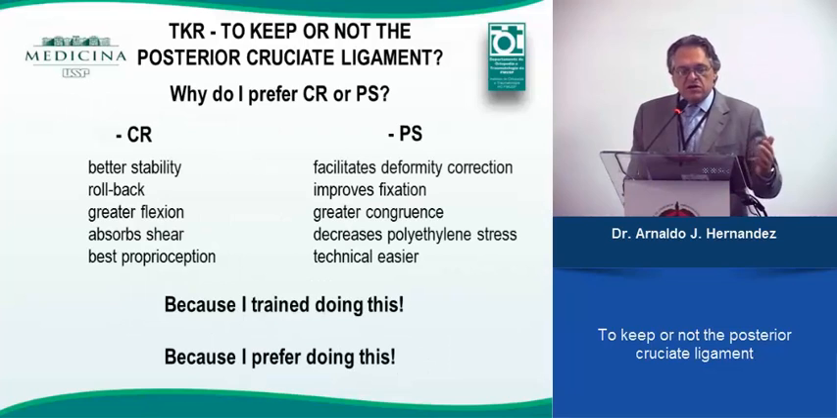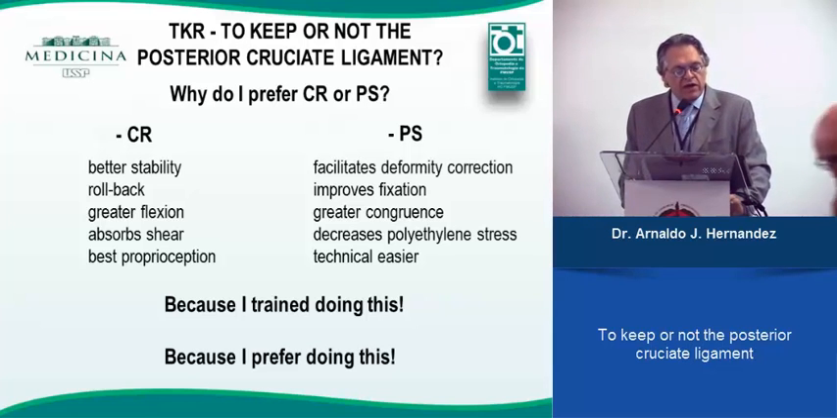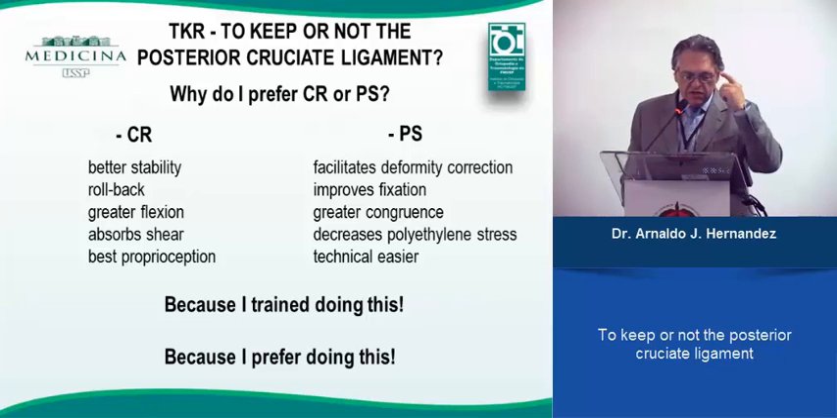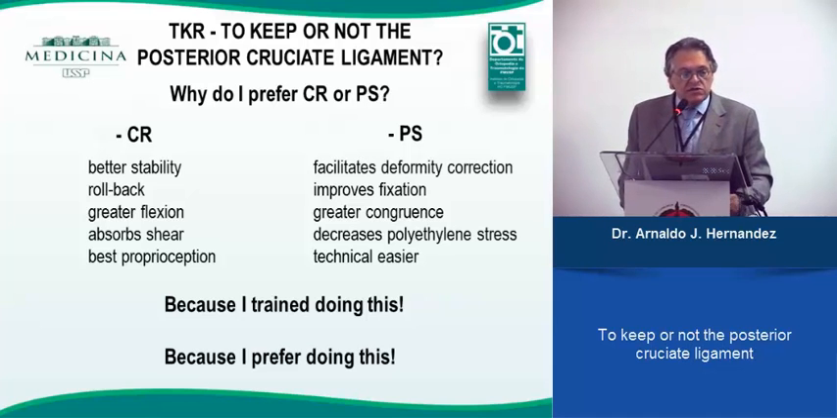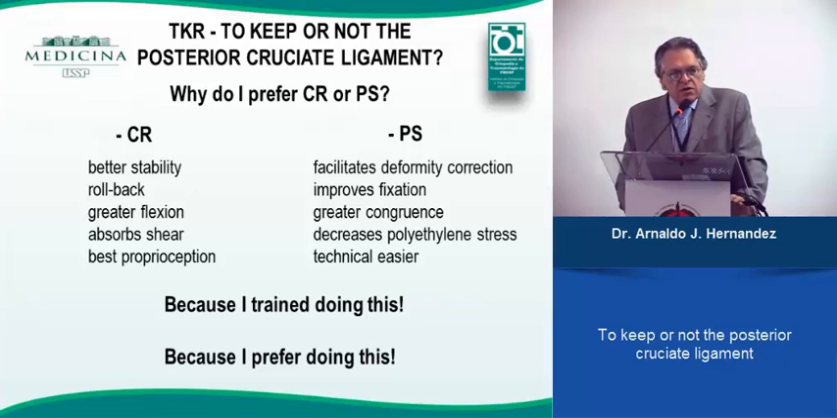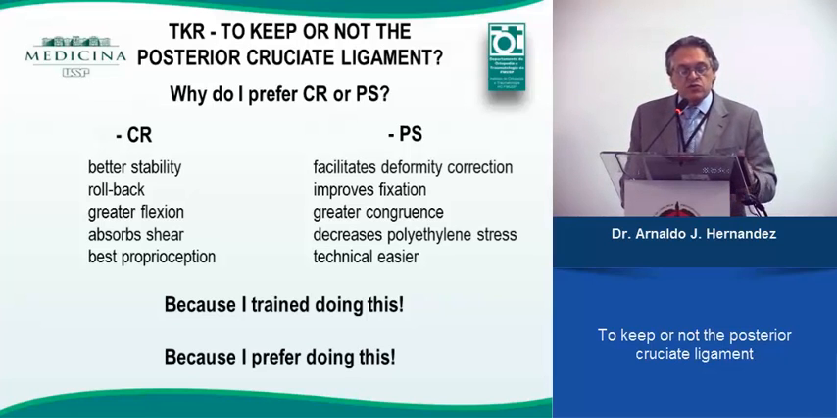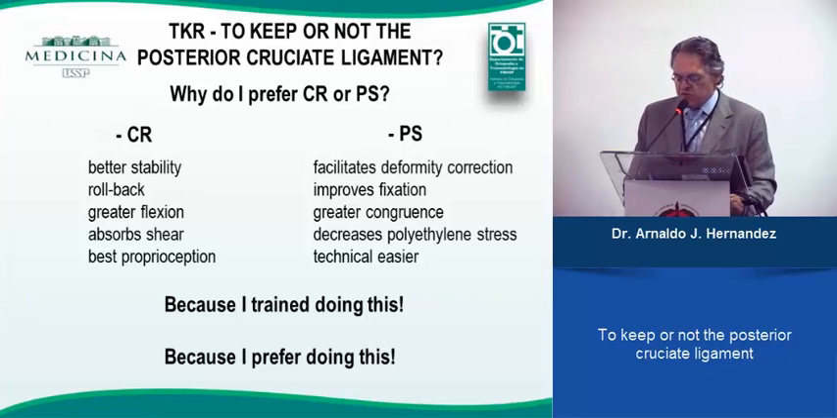Why do I prefer a CR or a PS design? People who prefer the CR design have many explanations for this: better stability, the rollback, greater flexion, it absorbs shear, and better proprioception. The PS surgeons say that it facilitates the correction of the deformity, improves the fixation of the knee, gives greater congruence of the design, decreases the polyethylene stress for this reason, and that it's technically easier to do. But the main answer is because I trained doing this and because I prefer doing this, although we have many explanations for both sides.